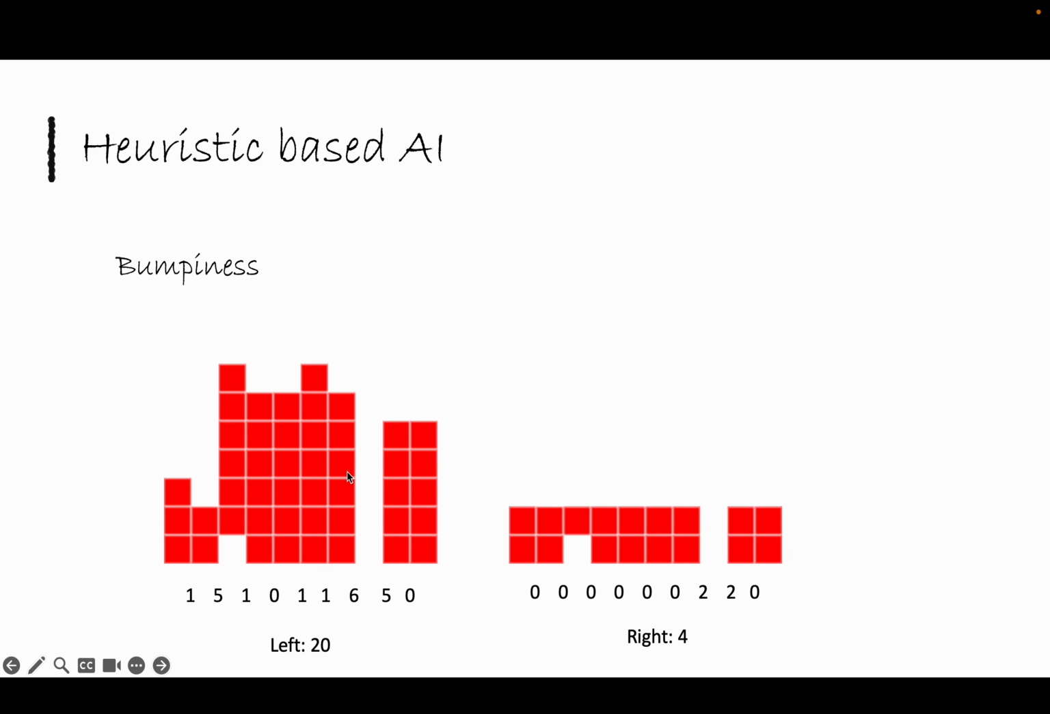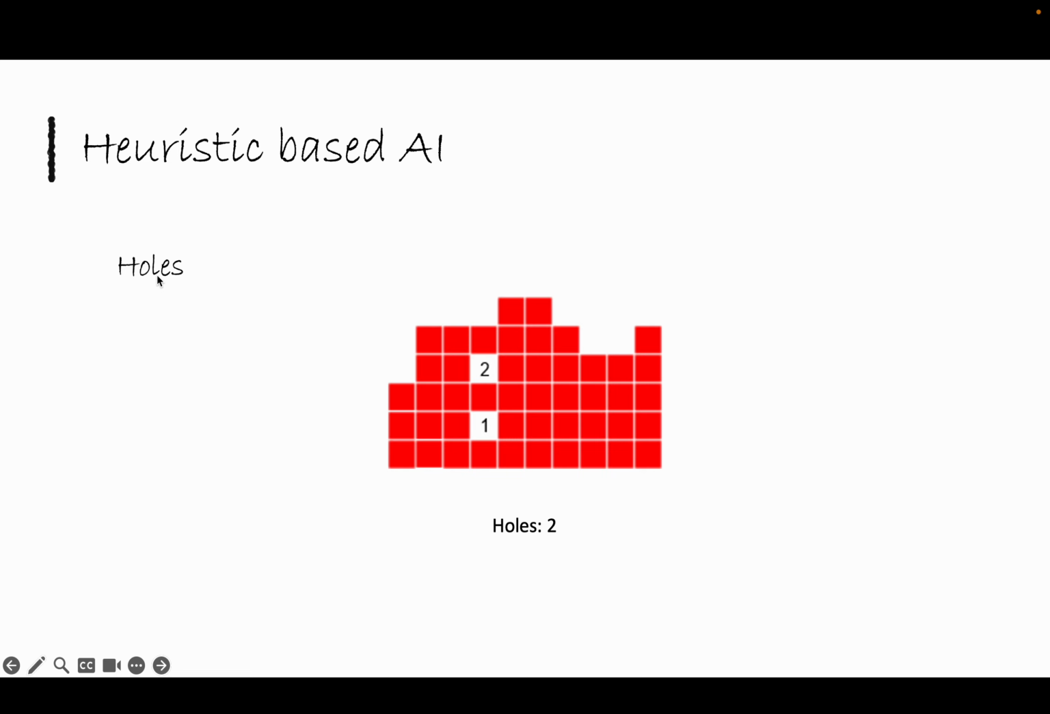On the left hand side, we see there is a huge gap between two different columns. The height gap here is, for example, 6: this column's height is 6, and this column's height is 0. On the right hand side, the game board is a lot flatter, so the bumpiness is relatively low, which is 4, while the left hand side is 20, which is relatively high. We want our model to prefer these kinds of game boards. The final one is holes, which is quite obvious, and I don't want to explain more. There are two holes, and that's how it is calculated.